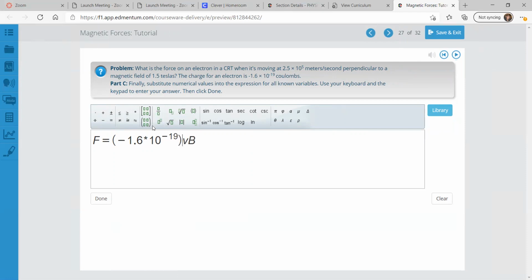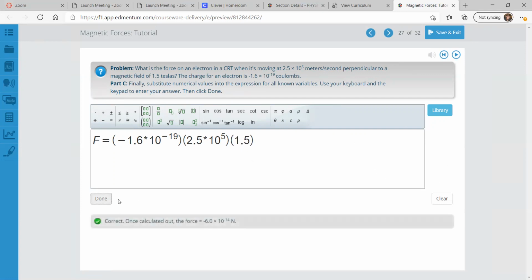Now V is 2.5 times 10 to the 5th power, times 1.5 Tesla. Thankfully, they made that one easy. If you calculate all that out on a calculator, you will get negative 6 times 10 to the negative 14th newtons.